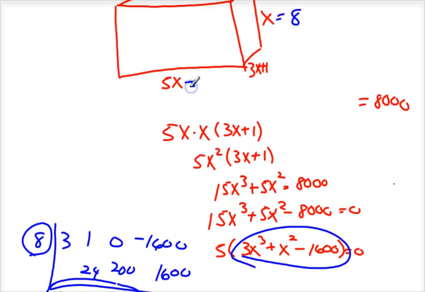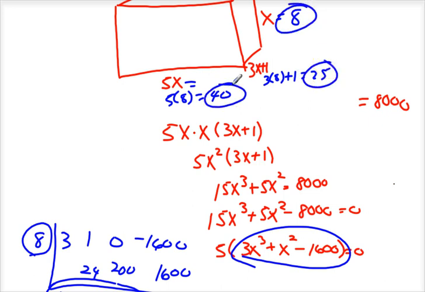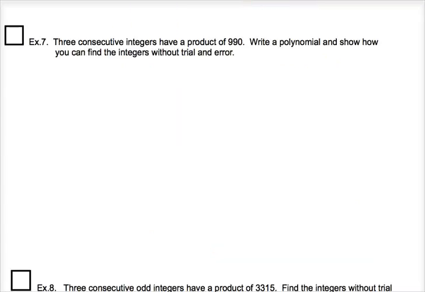Therefore, my length could be 5 times 8, 40. And my width would be 3 times 8 plus 1, 25. There's my dimensions. So this is the idea on the word problems. You get them set up and then make it equal 0 and use your calculator to find the 0 and then just prove it.